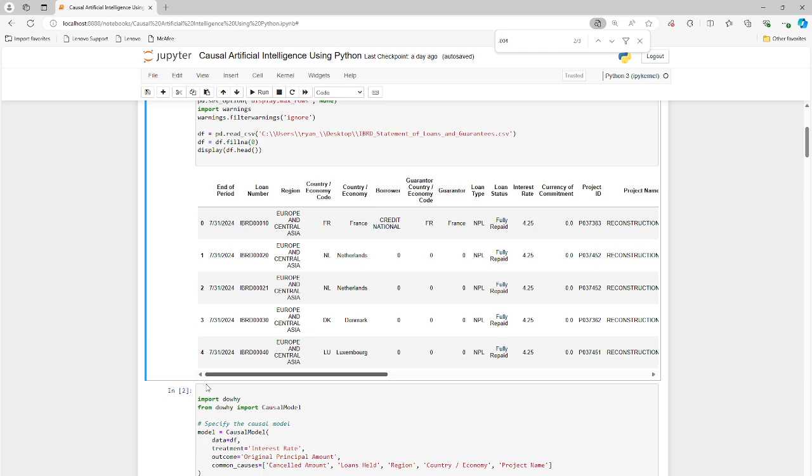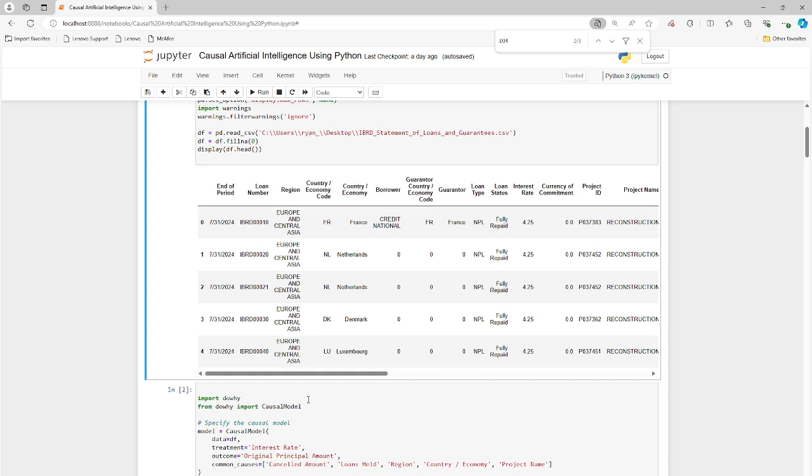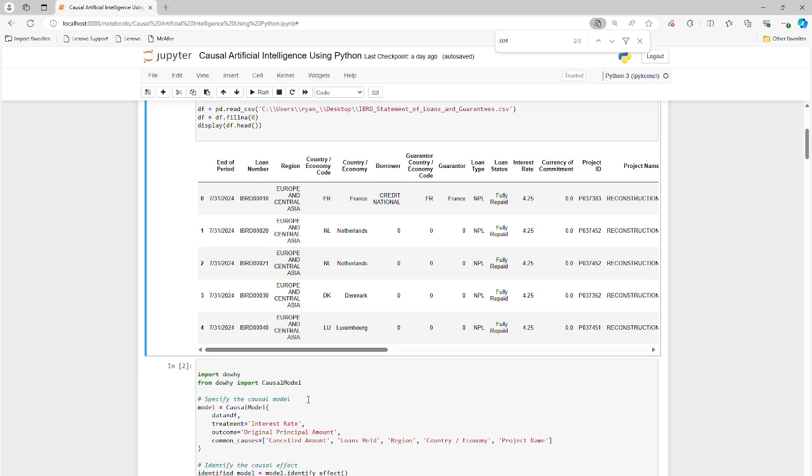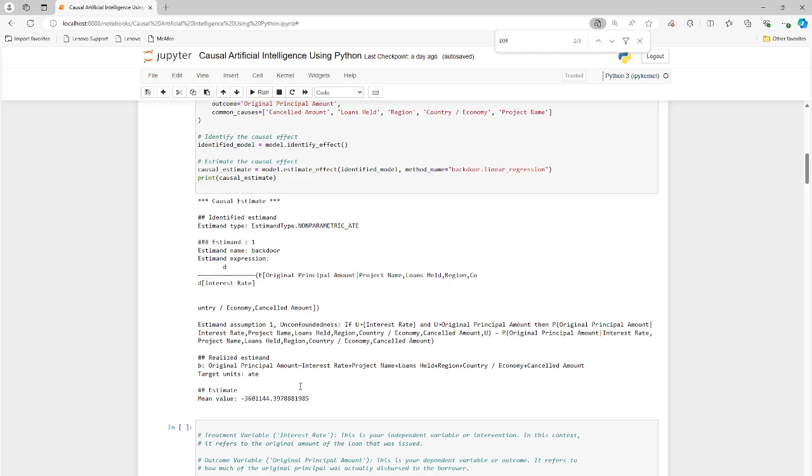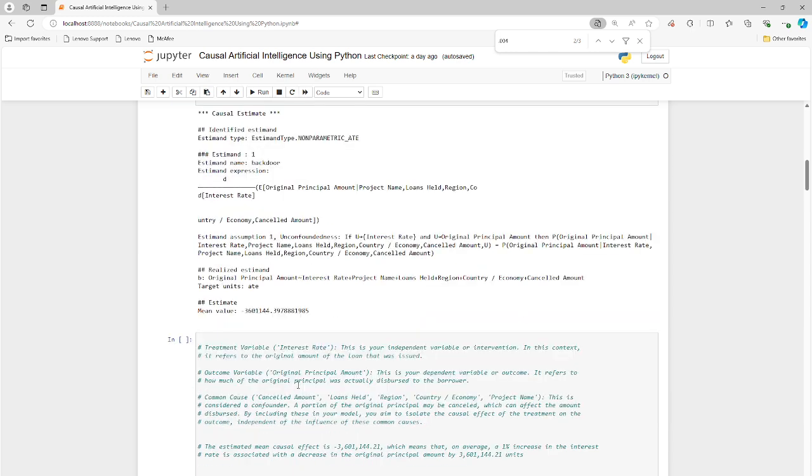Okay, country, economy, interest rate. So you can see the variables right there. So that's what we're using in this model. We have a causal model, and I go ahead and run it and get the outcome. After about 25 minutes of running, it says negative 3,601,144. So what is that?